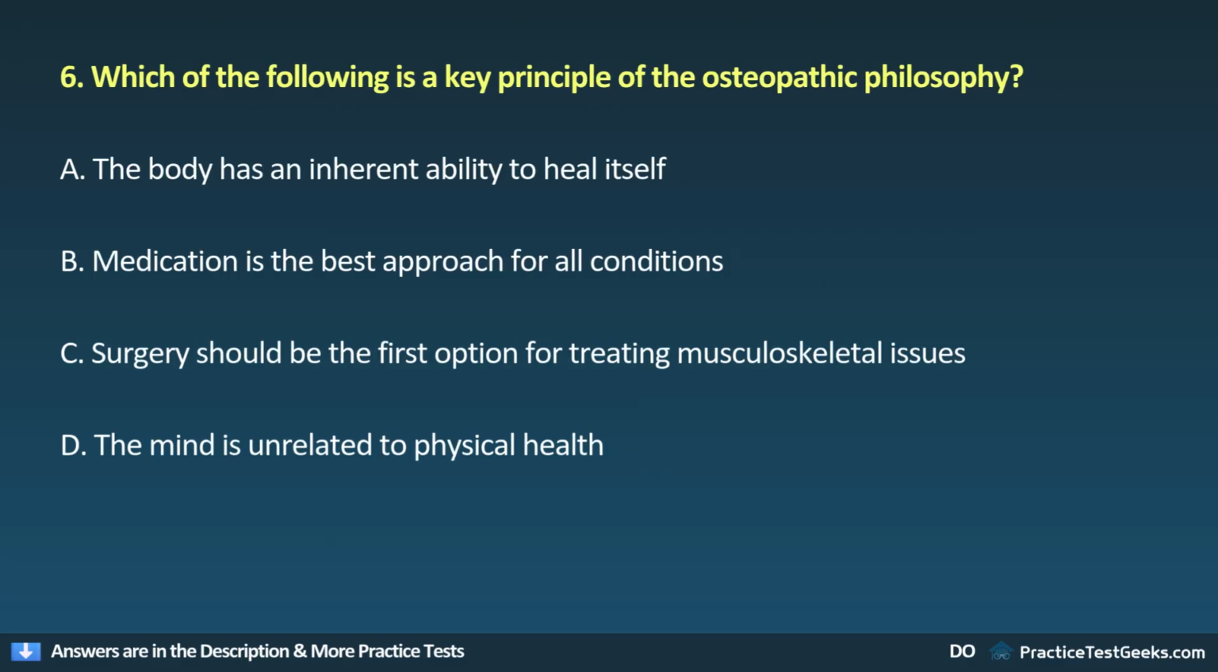6. Which of the following is a key principle of the osteopathic philosophy? A. The body has an inherent ability to heal itself. B. Medication is the best approach for all conditions. C. Surgery should be the first option for treating musculoskeletal issues. D. The mind is unrelated to physical health.